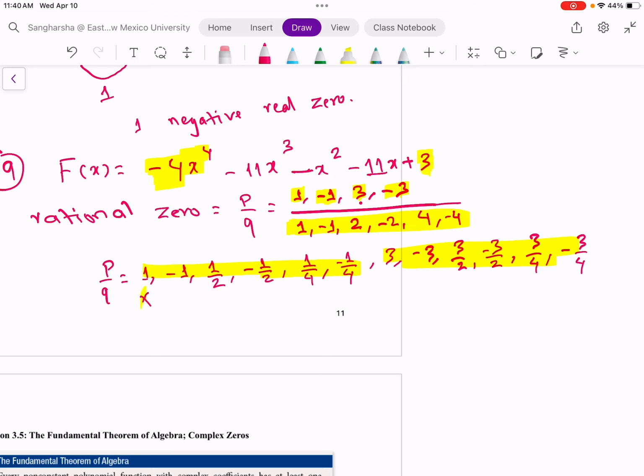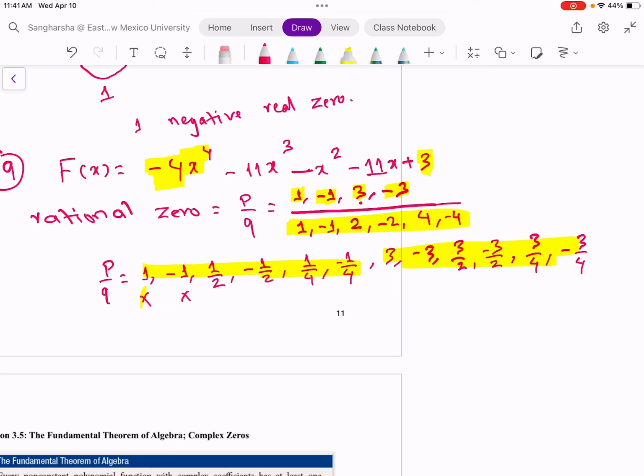Let's go with negative 1. Let's substitute negative 1 for every x. So we have negative 4, and that's positive 11, so that's positive 7, minus 1 is 6, minus 11 is minus 5, plus 3. That's not 0, it's not helping us. Negative 1 is not a real zero. Now let's go with positive 3.